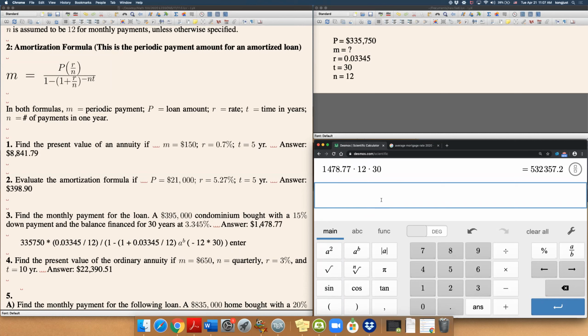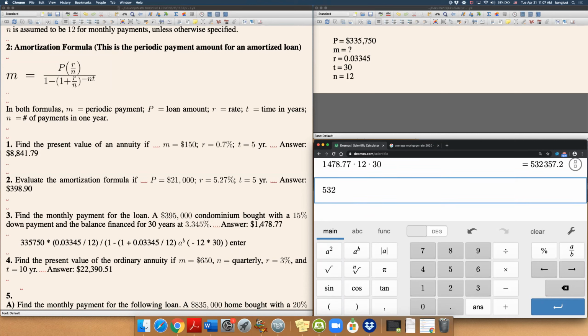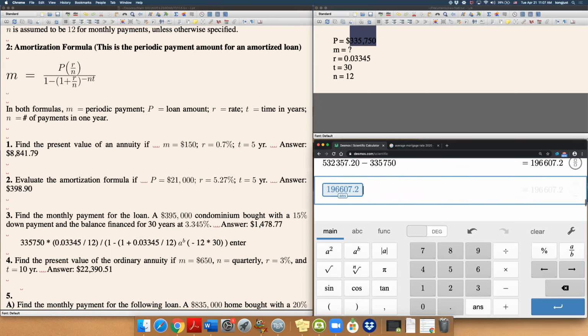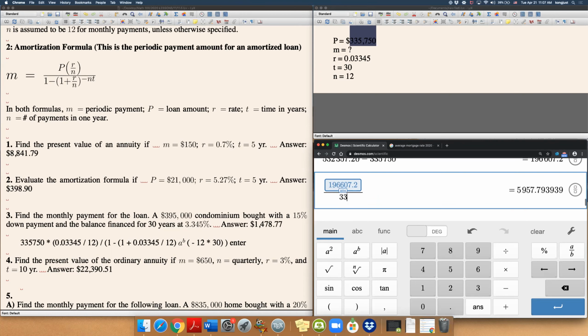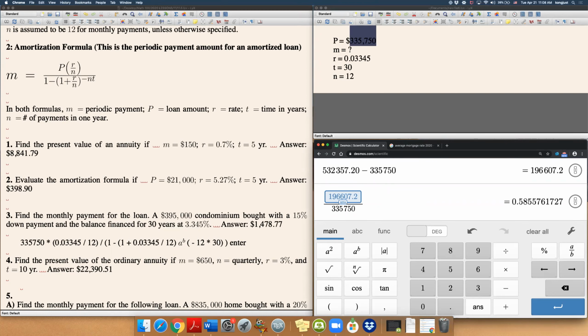Now, how much was interest then? So 532,357.20. If you subtract how much you got as a loan, the amount the bank gave you, from how much you paid in the end, that means you paid an extra $196,000. As a fraction of the loan amount that they gave you, that means 58.6% roughly. So almost 60% is extra that you paid. You almost paid 60% of the loan amount itself in interest.